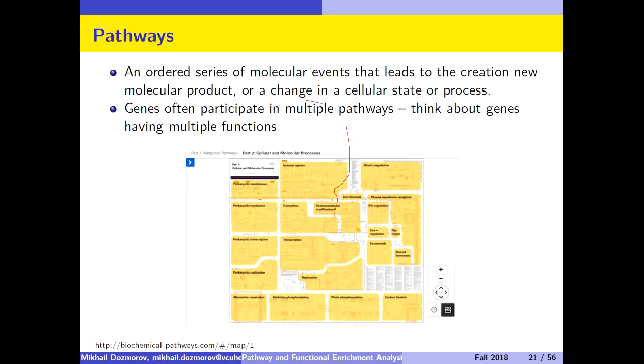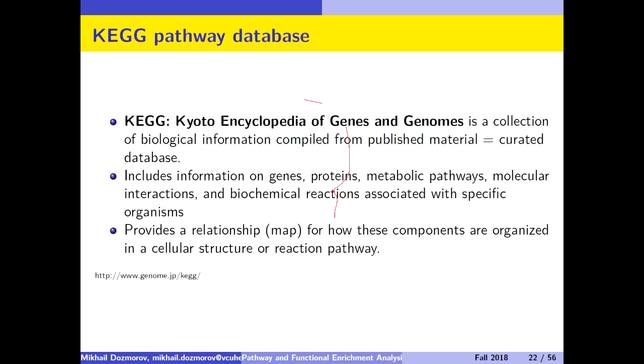Pathway databases are similar to gene ontology databases, and probably the most popular is the KEGG pathway database. KEGG stands for Kyoto Encyclopedia of Genes and Genomes. It's a very nice collection of biological information about pathways compiled from published material. It's a manually curated database, and its main advantage is that it provides a nice interpretation of your data. You get lists of pathways that your genes may be participating in, and you can easily understand what those pathways are all about.